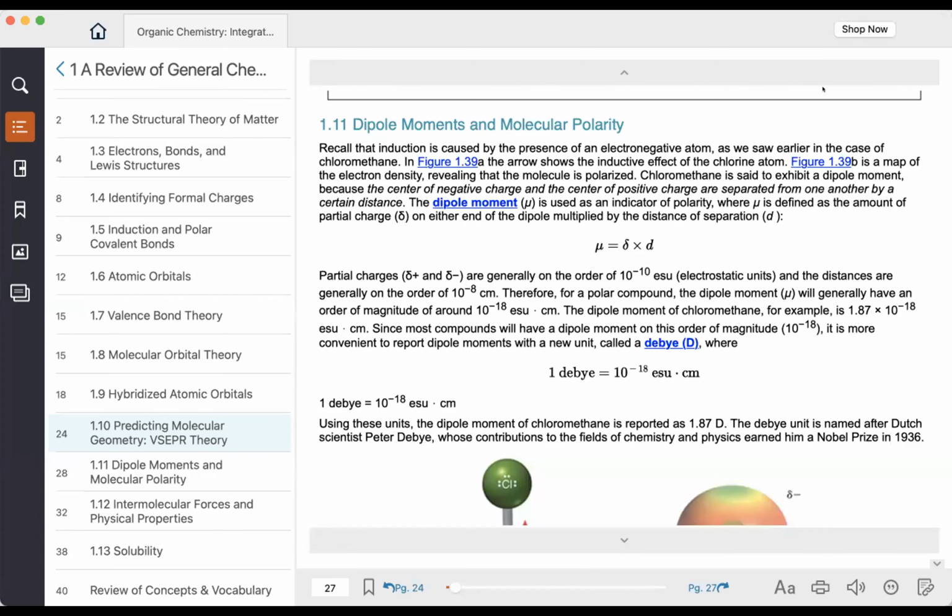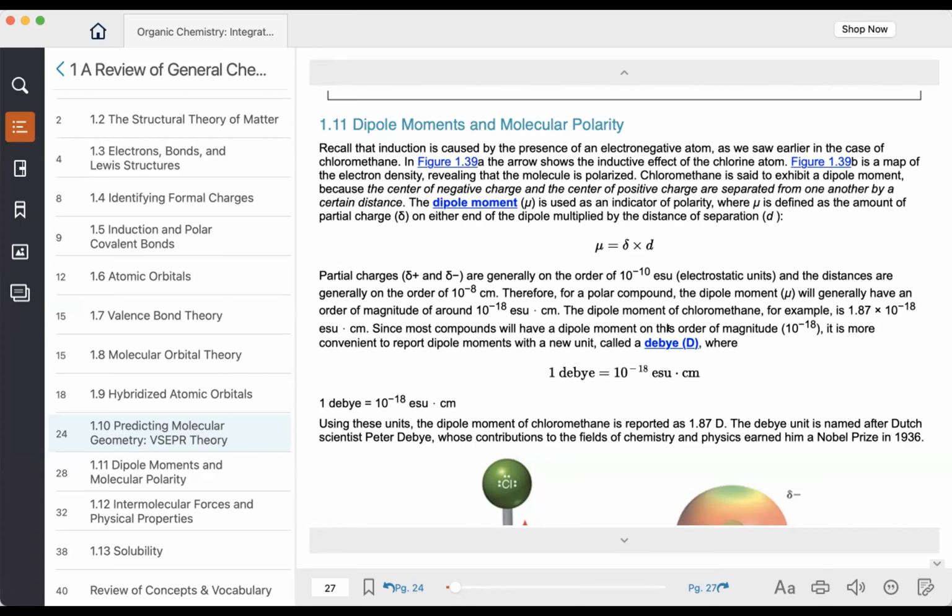Hi, this is section 1.11 on dipole moments and molecular polarity. Your book has a section on this, which is what we're going off of, and the language it uses is pretty decent, and I could recommend you to read it to try and increase your knowledge on this subject, especially because it could be on the test.